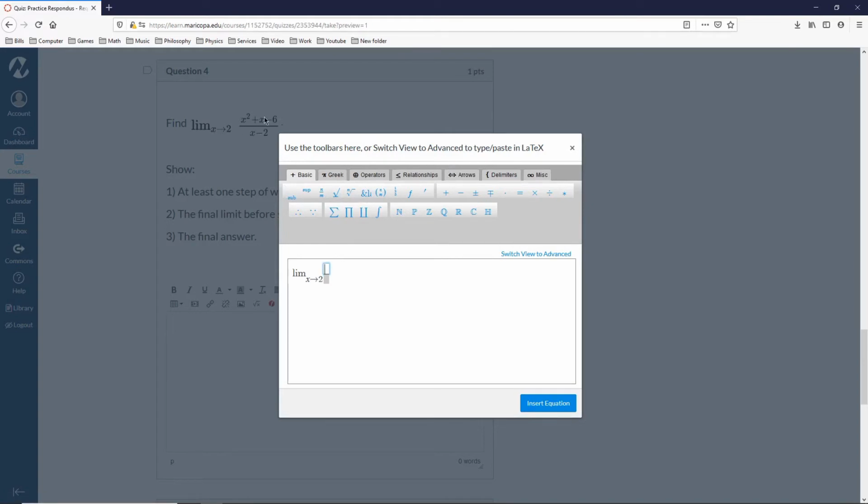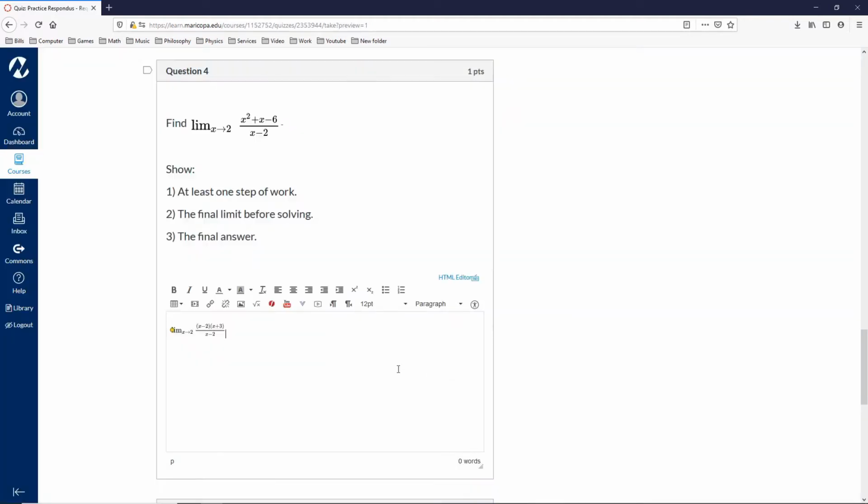So factoring this numerator, and there it is. And then the denominator, and so there's a line of work. And the next thing we would do here is divide out these x minus 2's.